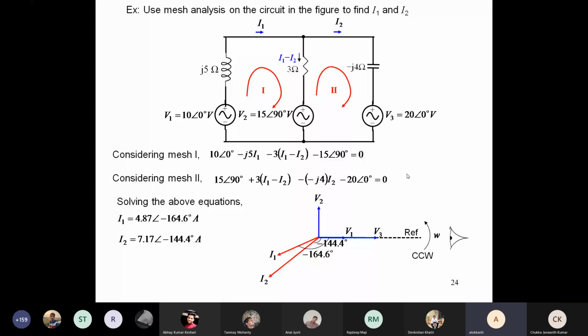How much time is left today? 20 minutes. 40 or 20? 20 minutes. Okay, so let us find the 20.